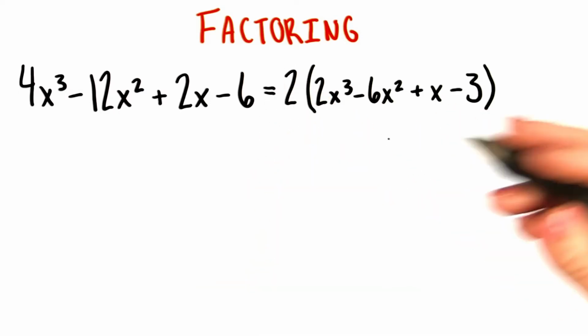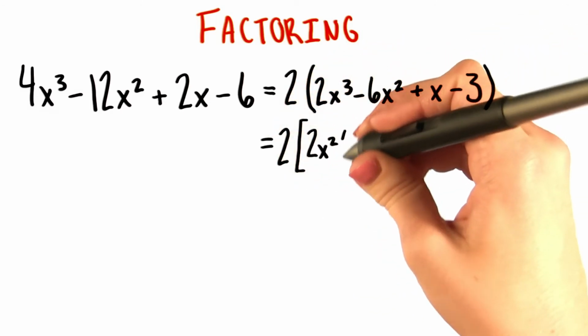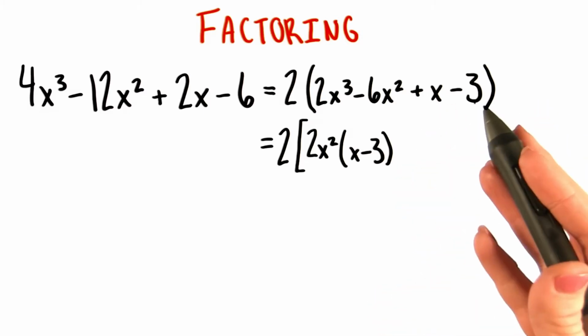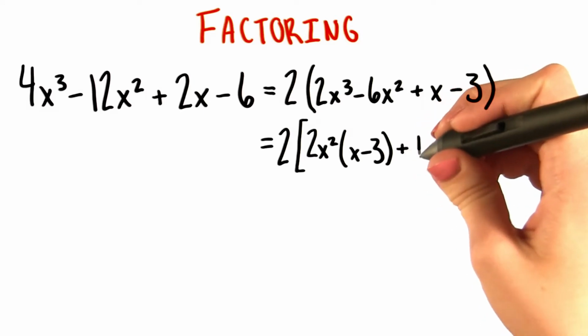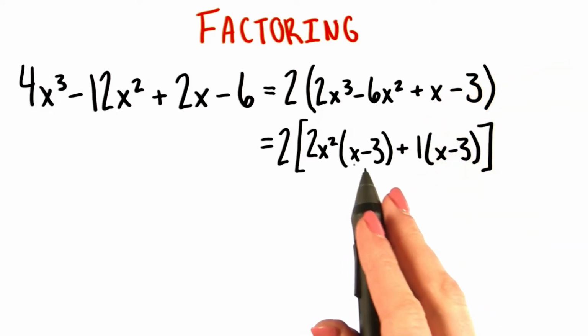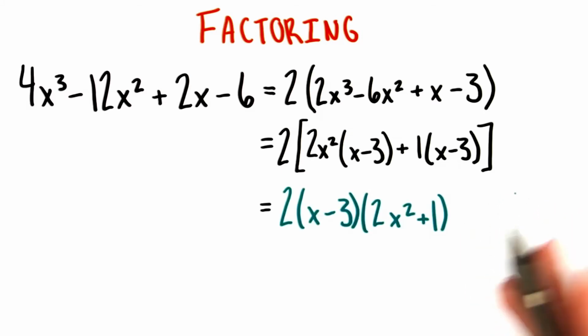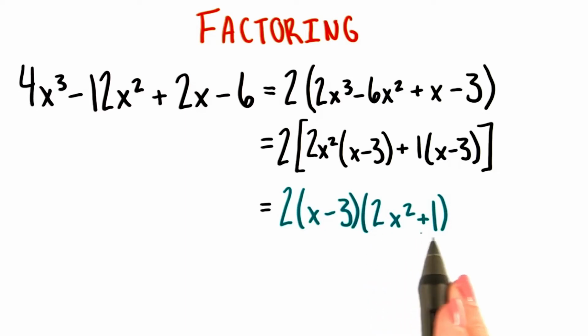Now it's time to factor by grouping. We can pull a 2x squared out of these first two terms, and the last two terms are a little bit tricky because they only share a factor of, well, 1. So that is what we will write. Luckily, we still see that we have a common factor between the two terms we have left. The fully factored form of this is then 2 times the quantity x minus 3 times the quantity 2x squared plus 1.